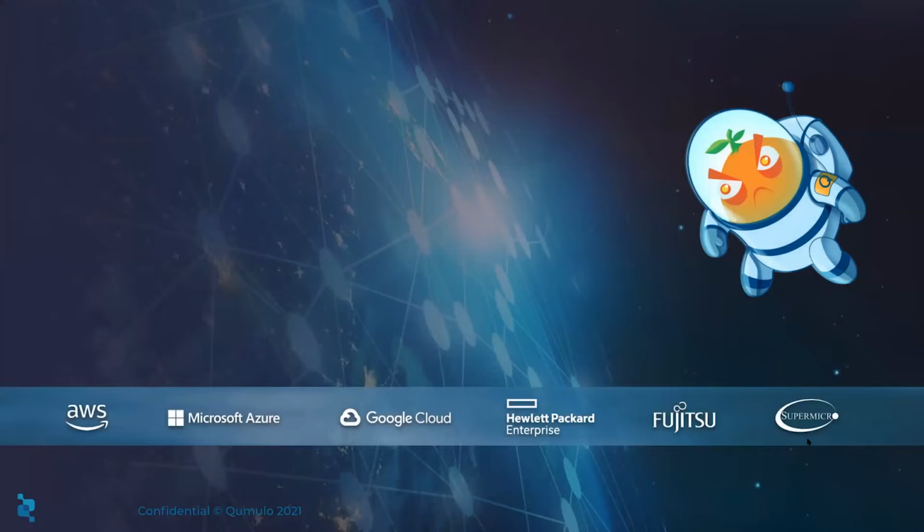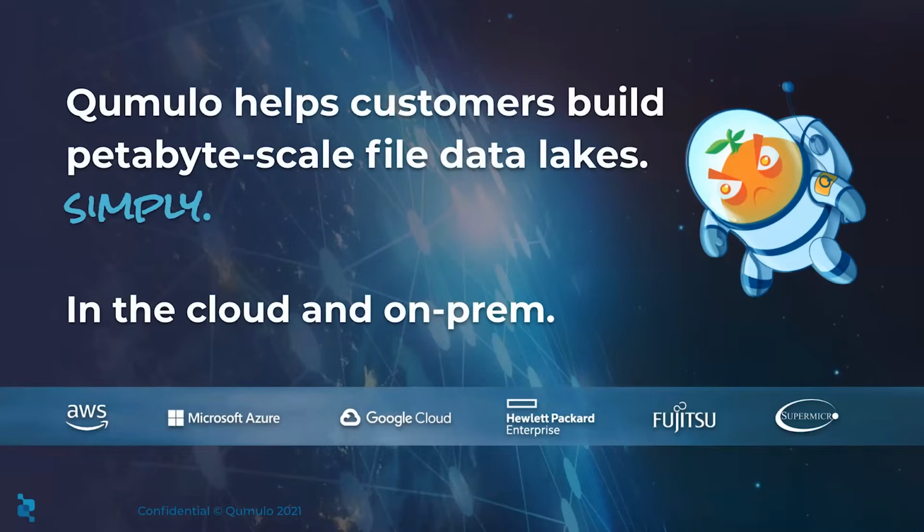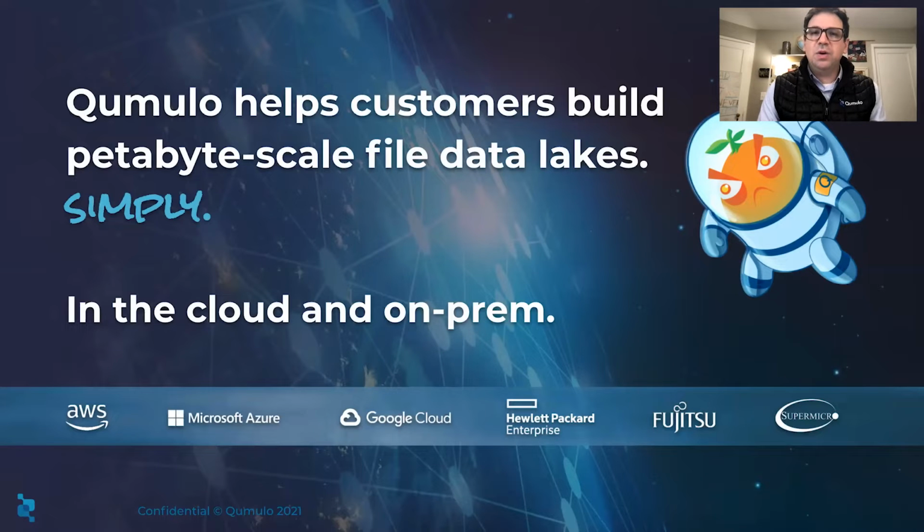Let's get going. So let's start with a little bit of our why. Why do we do what we do? And what is it we do to help customers? We help customers build petabyte scale file data lakes really simply. And we help them do that both in the cloud and on premises, i.e. in your data center. We do that on AWS, on Microsoft Azure, on Google Cloud, in your data center, on HPE platforms, on Fujitsu platforms, on Supermicro, and then as well on Arm and Intel-based platforms. All of those are available today.